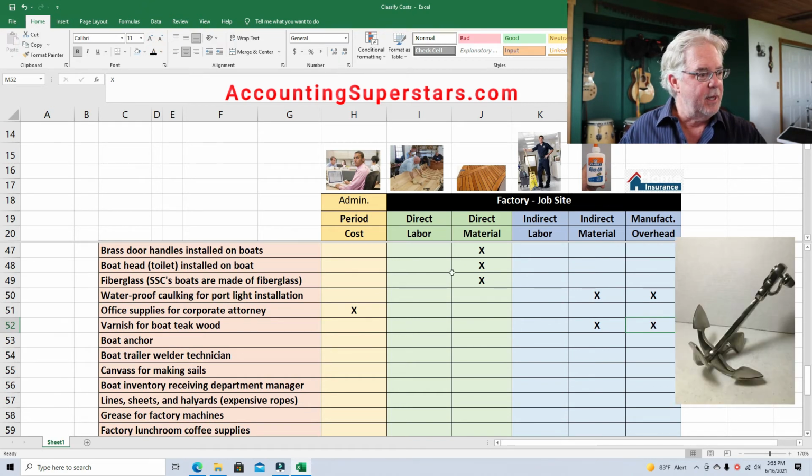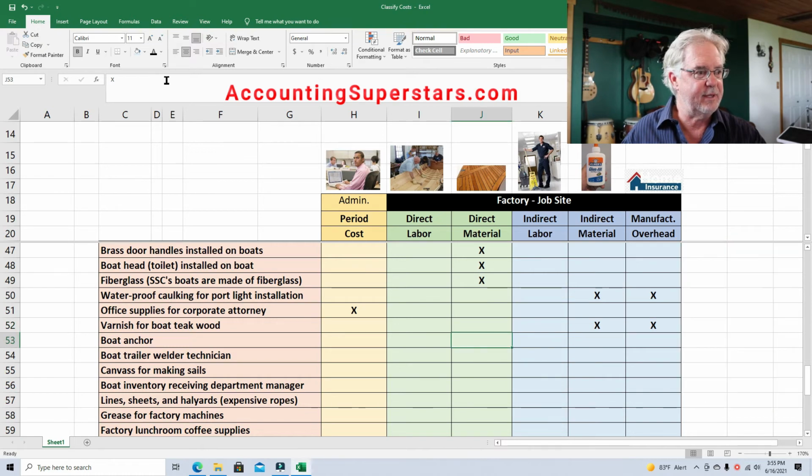So there we go. Boat anchors. Now, boat anchors, they're easy to track and they can be a little pricey. I mean, they're not too bad. Boat trailer welder technician. So this is also building the product, working on the product. Boat trailers, some boats are small enough where they can be trailered around. And so this is part of the product for certain boats. So we'll put it under direct labor.